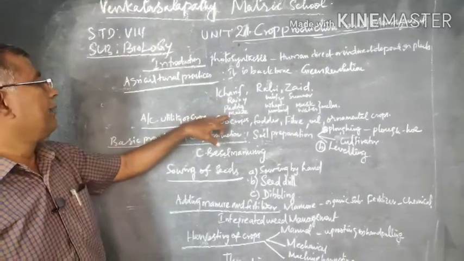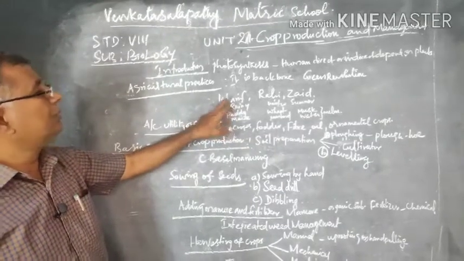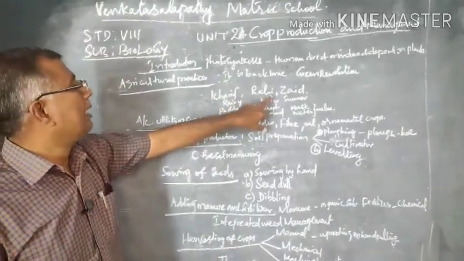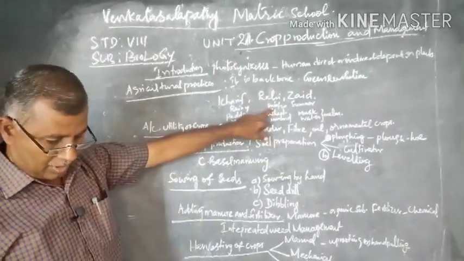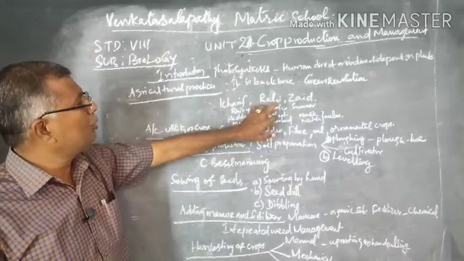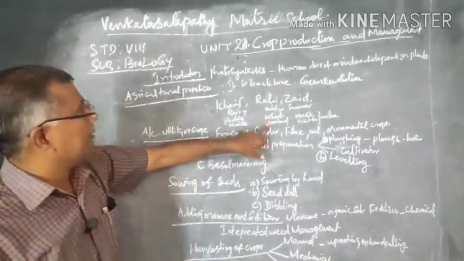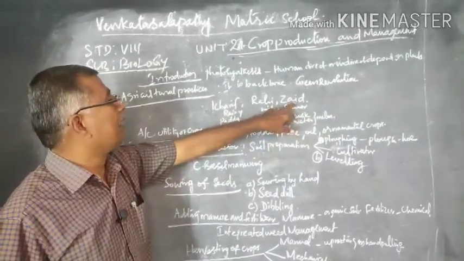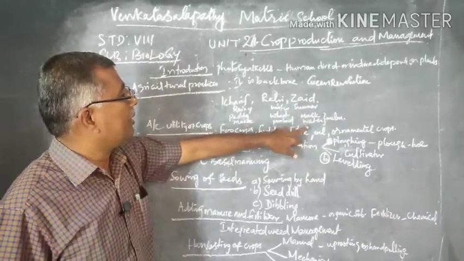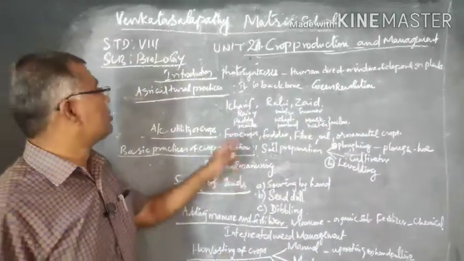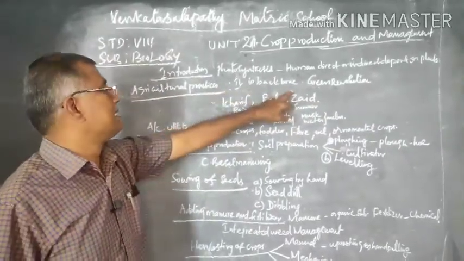Example, paddy and maize. The rainy season is June to September. The second one is the rabi crop, that is the winter season, October to March. So wheat and mustard. The last one is the zayad crop, grown during summer, that is muskmelon and watermelon. So these are the three categories of crops according to the season.